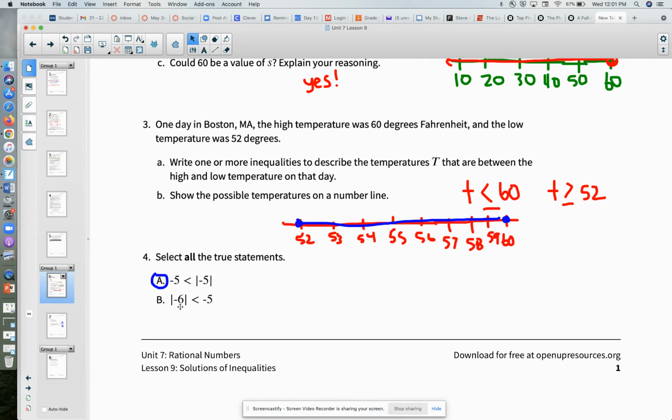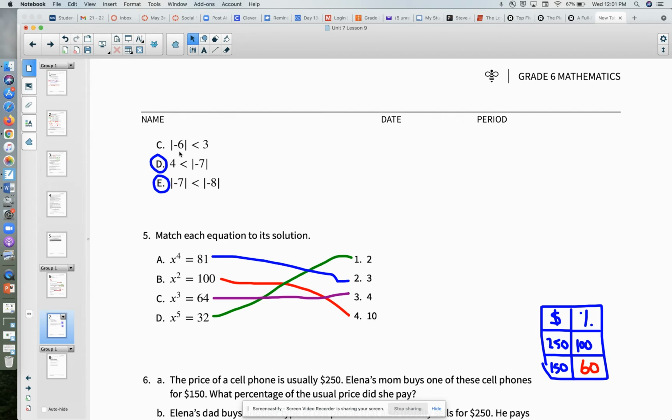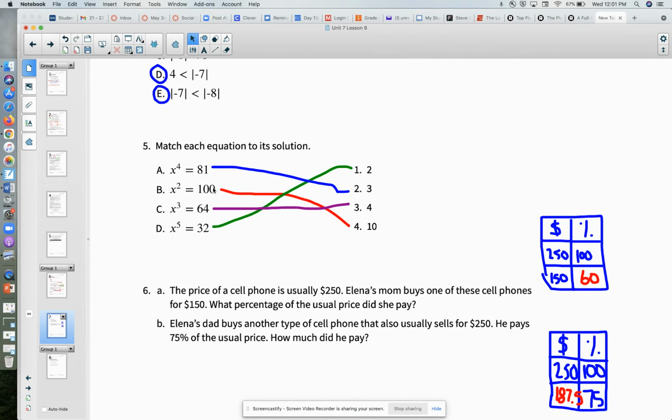The absolute value of negative 6 is 6. So is positive 6 less than negative 5? Nope. C, is 6 less than 3? No. Is 4 less than 7? Yes. Is 7 less than 8? Yes.